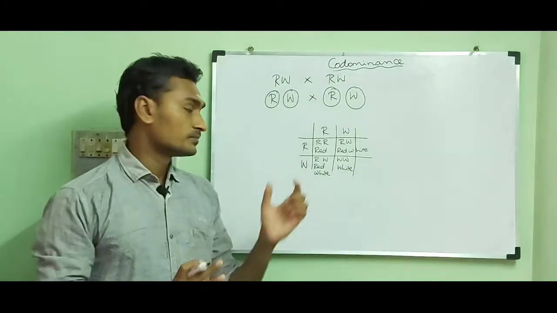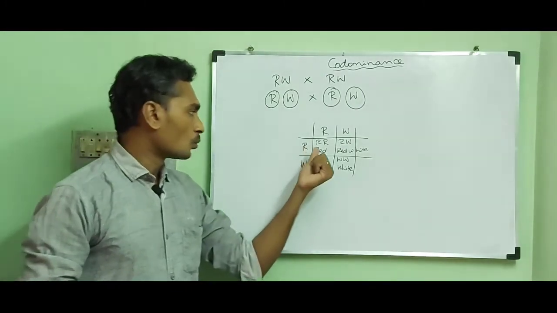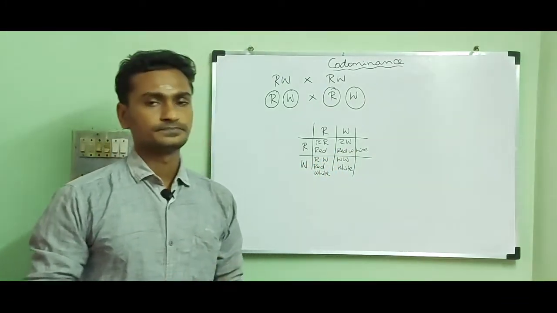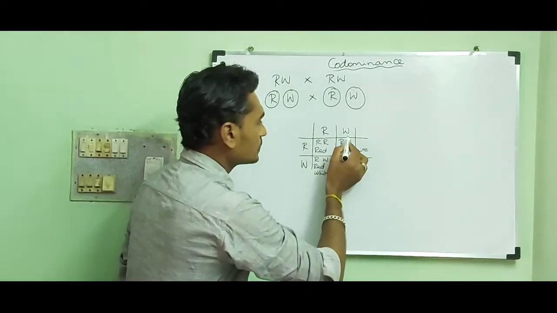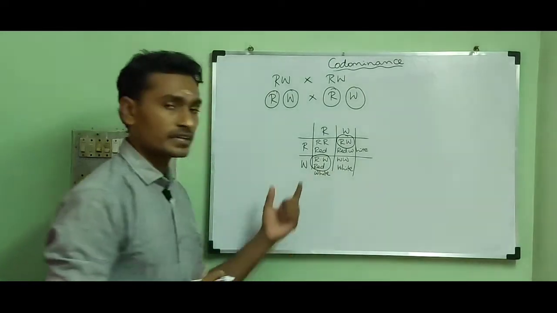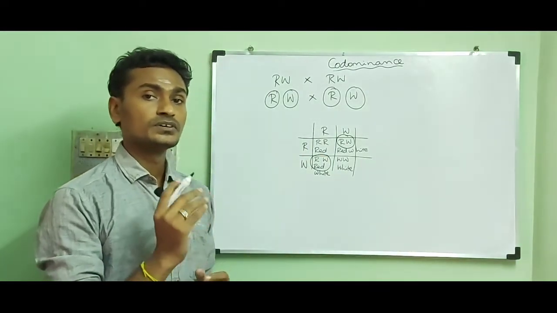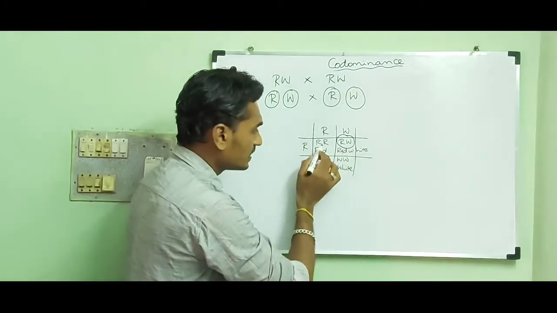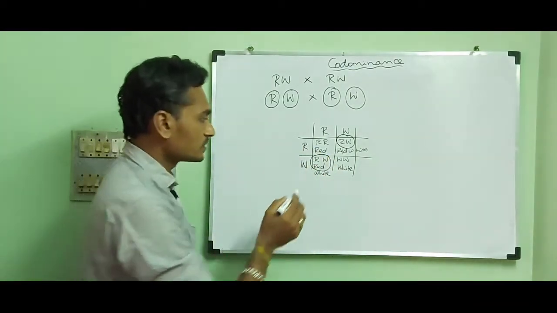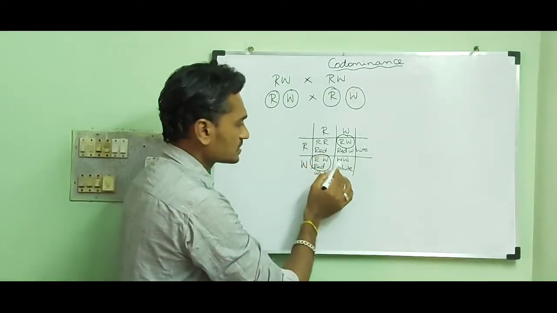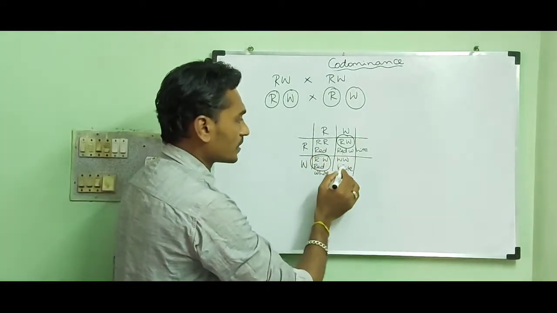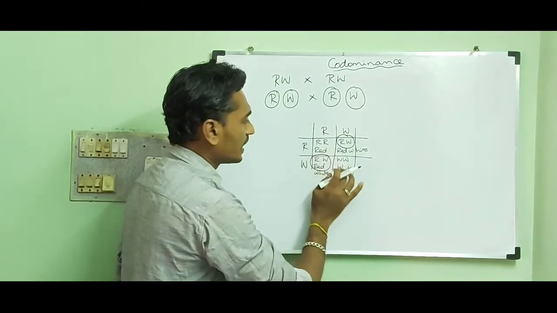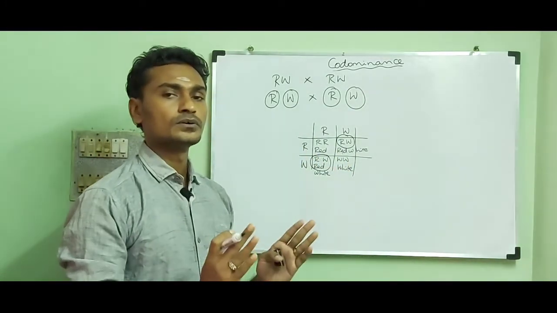So look at the phenotype of the F2 generation. 1 red flower, 2 red white flower plants, then only 1 white flower plant. It reveals that the heterozygote genotype gives rise to a phenotype distinctly different from either homozygous genotype. So the red white is the phenotype which was given by capital R, capital W, and is totally different from the red and white. This is called the codominance.